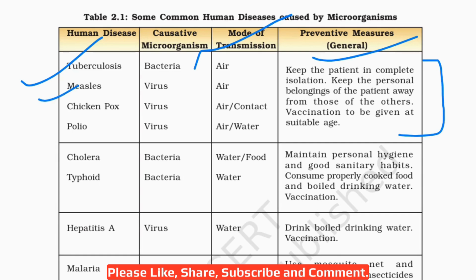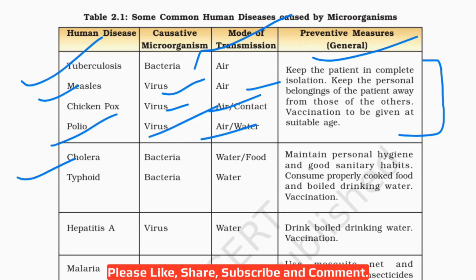Then measles, causative microorganism virus, mode of transmission air. Chickenpox, virus, mode of transmission air or direct contact, physical contact. Then polio, virus, mode of transmission air or water. Now the preventive measures for these four: keep the patient in complete isolation. Keep the personal belongings of the patient away from those of the others. Then vaccination to be given at suitable age.